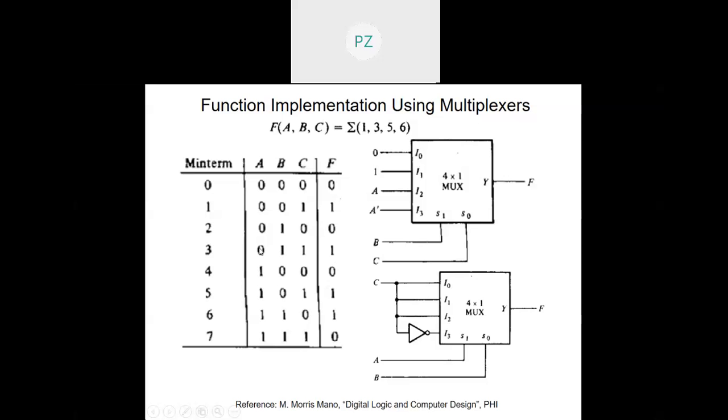If I supply 0 as A, then I get F as 1. If I supply A as 1, I get 0 as F. So it is essentially A dash, right? So I connect A dash. This is how I realize a function using just a multiplexer without any external gate or anything. Just the multiplexer is good enough.